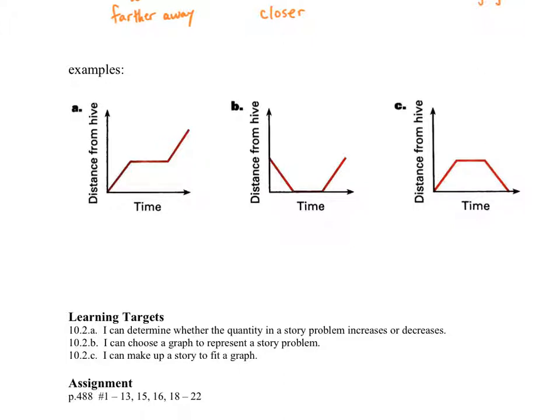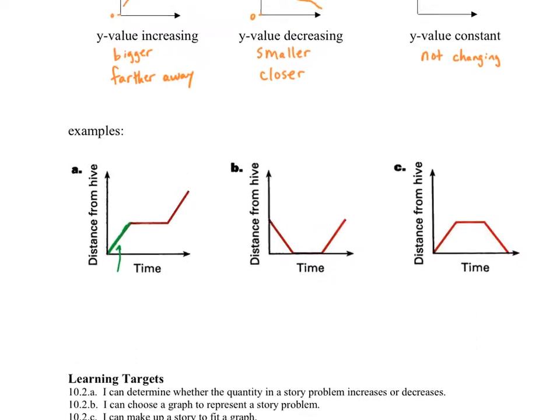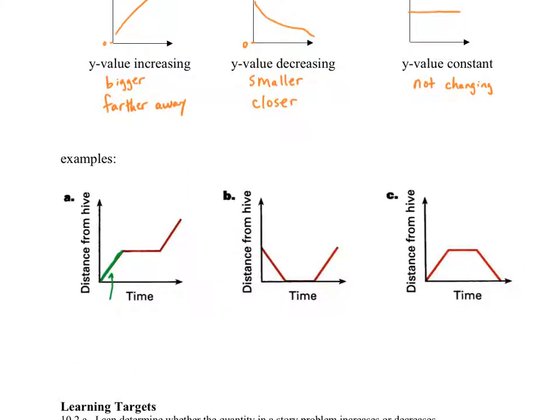The key is going to be this first section here. So we have this part here. That fits that first graph up above, the thing getting farther away. So if we're talking about a distance from a hive and time, we'll assume they're talking about a bee. So the bee flies away, so leaves the hive, starting right there at a distance of 0.